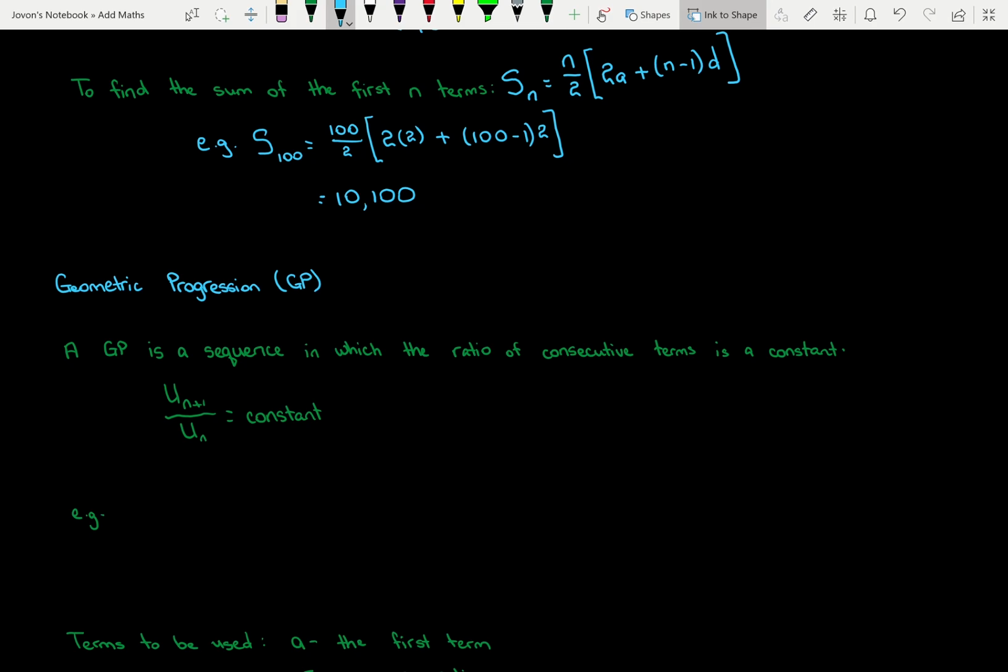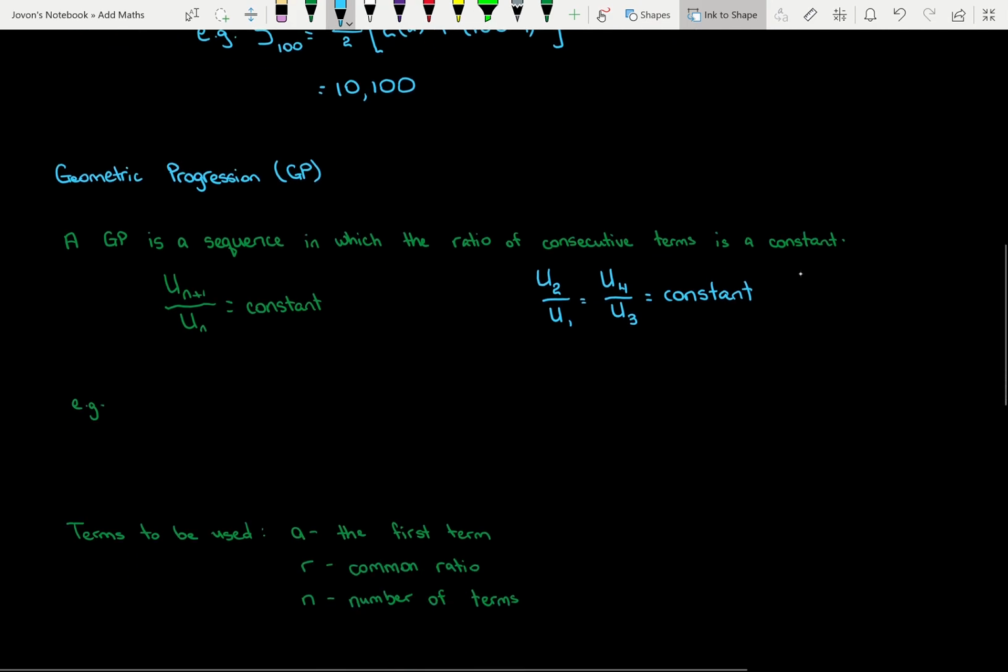This is the same as saying the second term over the first term is equal to, let's say, the fourth term over the third term, and this is equal to a constant. This constant, we call the common ratio. So that's the difference between an AP and a GP. One has a common difference in which we subtract consecutive terms. This one has a common ratio in which we divide consecutive terms.